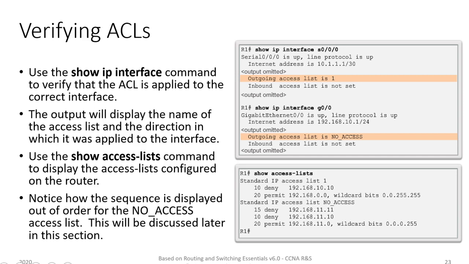Once we have configured these access control lists for each of those interfaces, we can go into each interface and check whether there are any outgoing access lists set, or any inbound access lists set. It will specify if there are any access lists set for each of the interfaces. If it is a numbered list, it will specify a number. If it is a named list, it will specify a name.